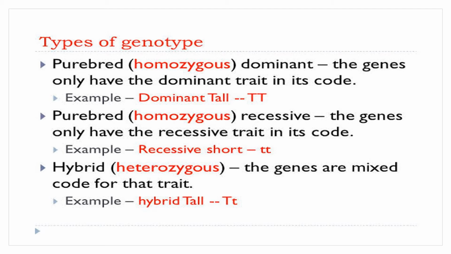And lastly, we have the so-called hybrid. Hybrid is also called the heterozygous. The genes are mixed code for that trait. As you can see here, both the dominant and the recessive trait are present. For example, the hybrid tall. It is still called tall because the dominant T, the dominant tall, is present.